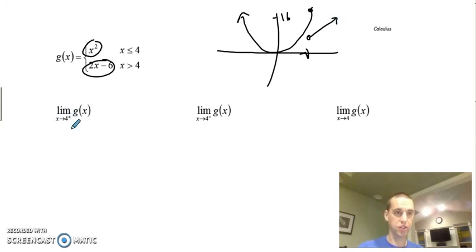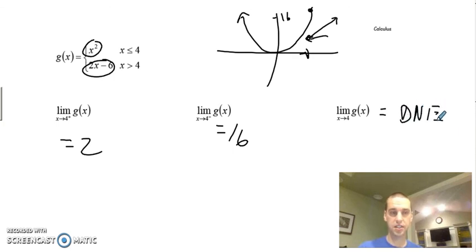So, looking quickly, 20 seconds to go. From the right, I'm at 2. From the left, I'm at 16. And what is my limit? Well, those do not equal each other, so therefore it does not exist.